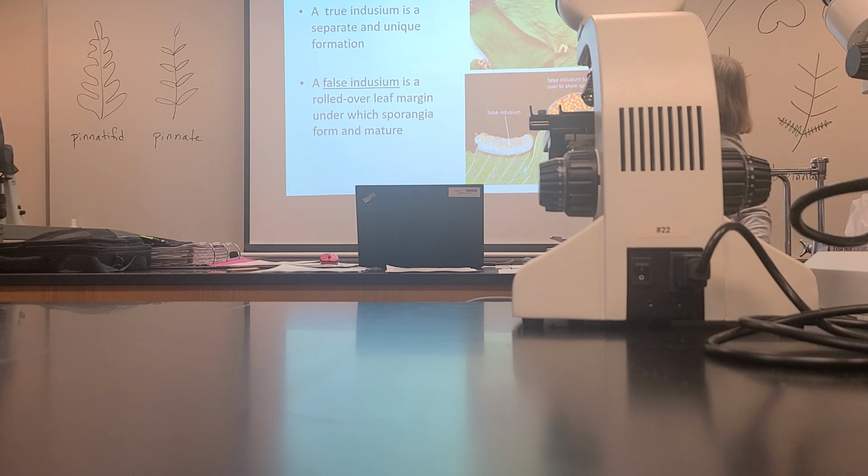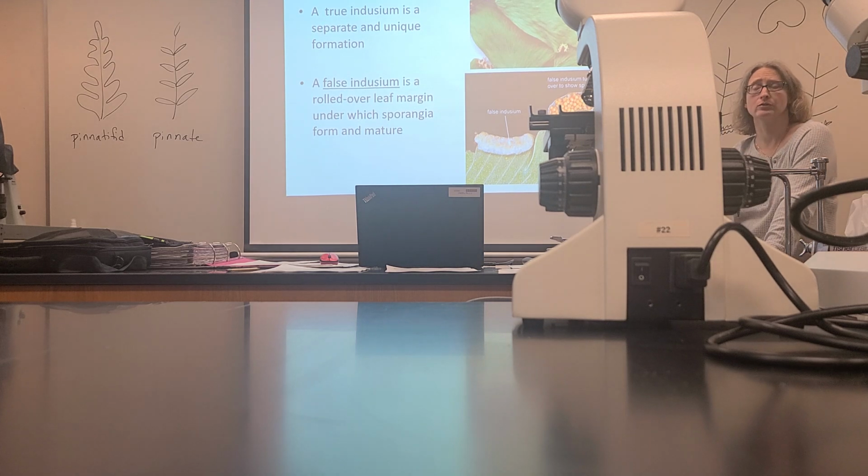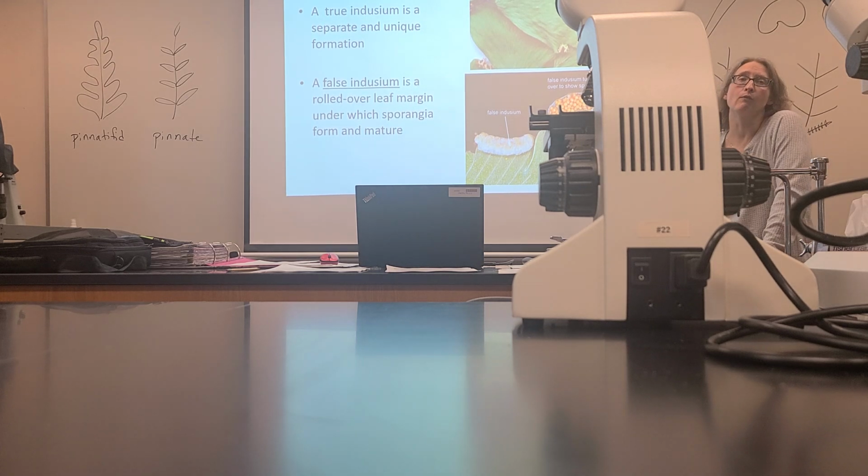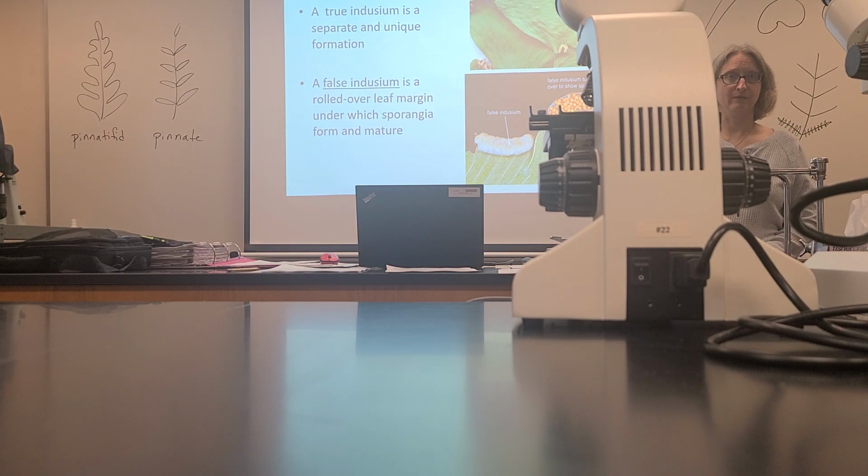So you can see this is actually a leaf tip right here. It's just kind of rolled in on itself. And the sporangia are underneath here, but it's not a separate structure like a true indusium would be. We're only going to have one fern today that has false indusia, so that you can use to help identify it into species.